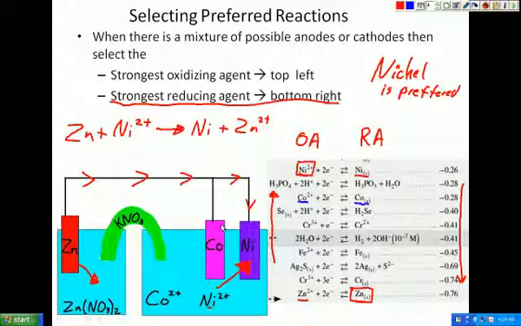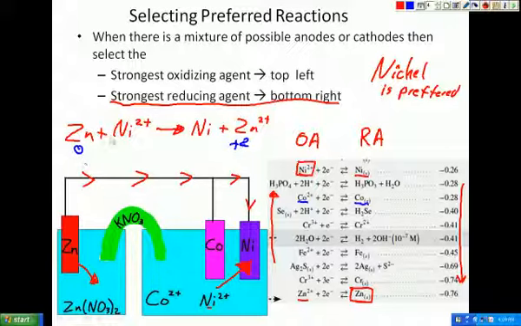And this one isn't used, and we have our potassium nitrate salt bridge. We know that this one is going to be our anode because it is being oxidized. The oxidation number of this one is 0, and the oxidation number of this one is +2, and it's increasing, so therefore it is being oxidized.